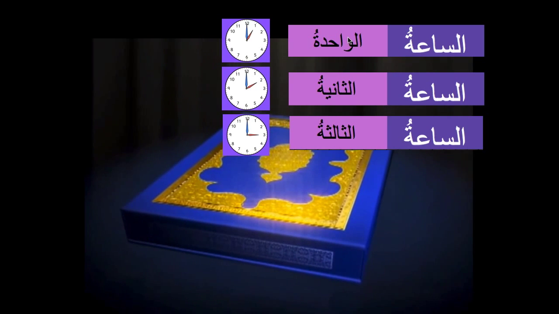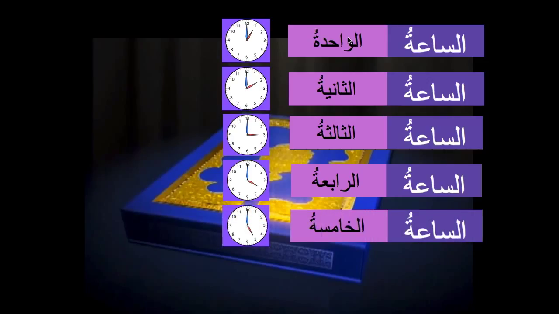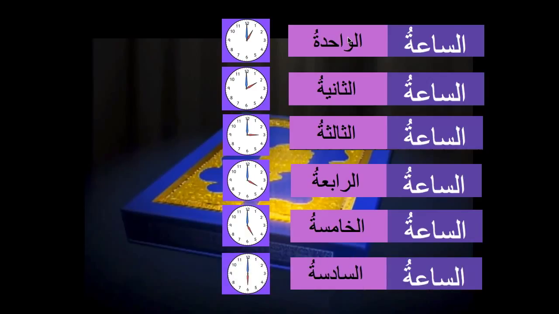So we have as-sa'atu thalithatu. These are the ordinal numbers. If you remember, thalithatu, rabi'atu. That's the pattern which we use here. And 4 o'clock will be as-sa'atu rabi'atu. And 5 o'clock will be as-sa'atu khamisatu. And 6 o'clock will be as-sa'atu sadisatu.